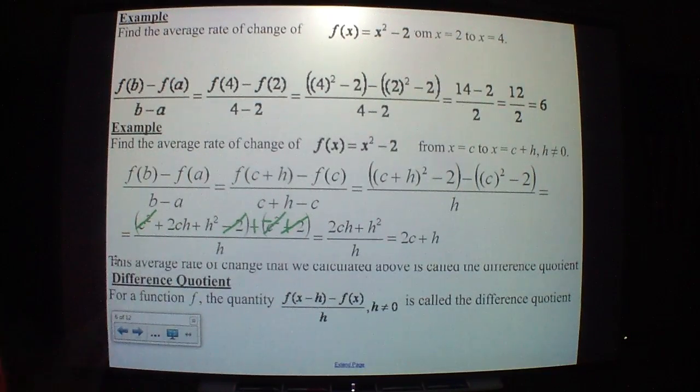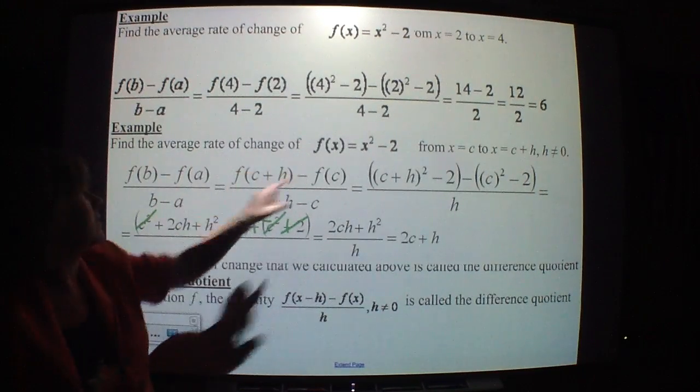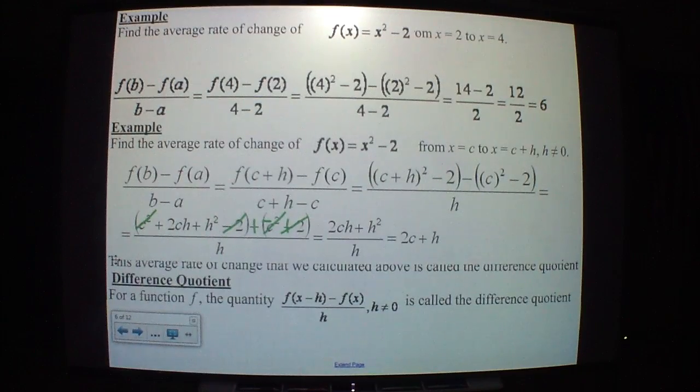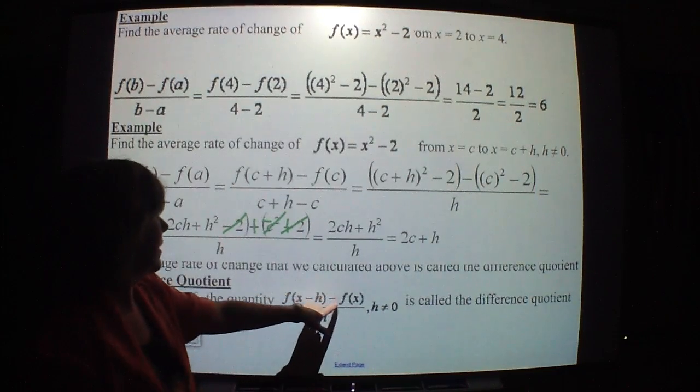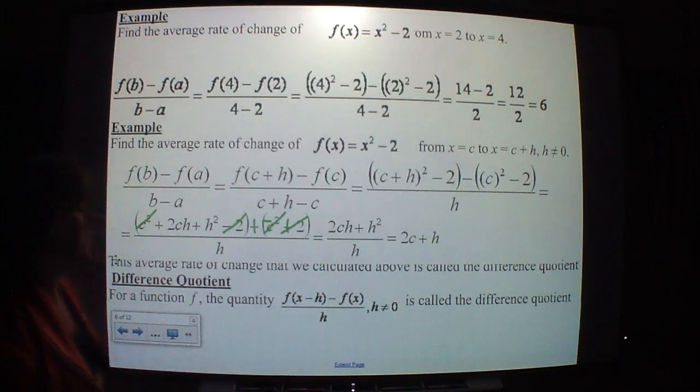So the average rate of change that we calculated is called the difference quotient. This right here is the difference quotient. Okay? And the difference quotient is f of x plus h minus f of x over h. That's the difference quotient, and we'll be using that.